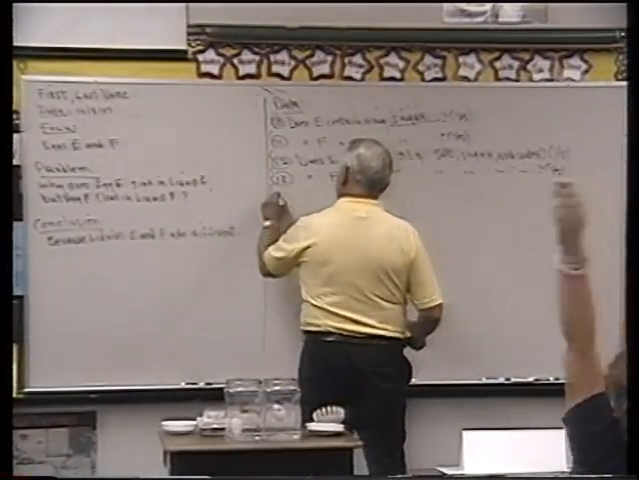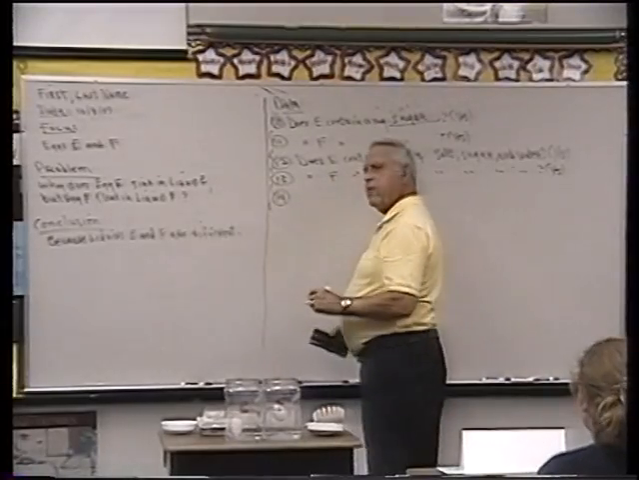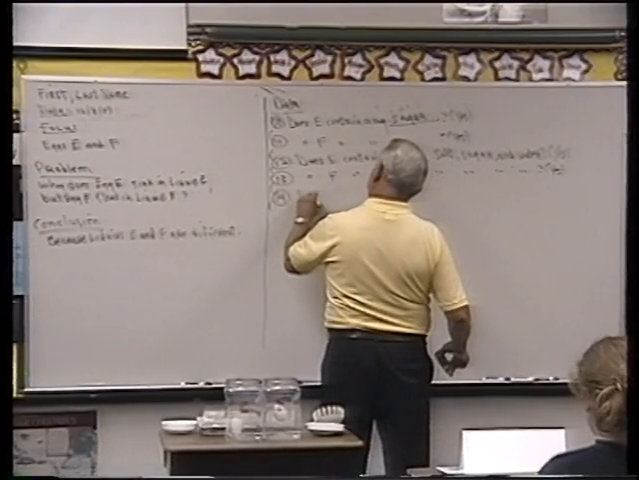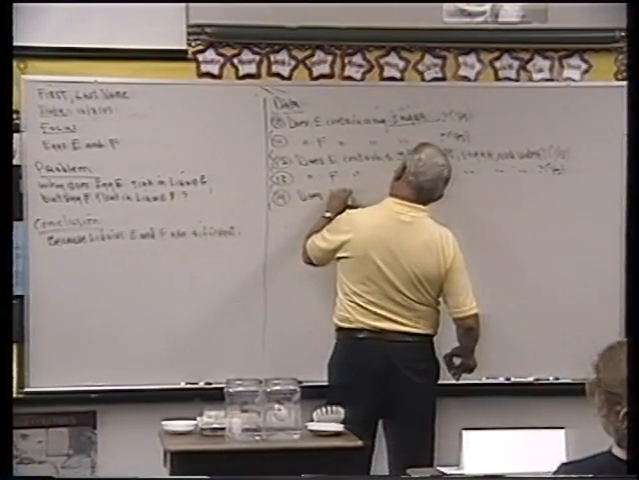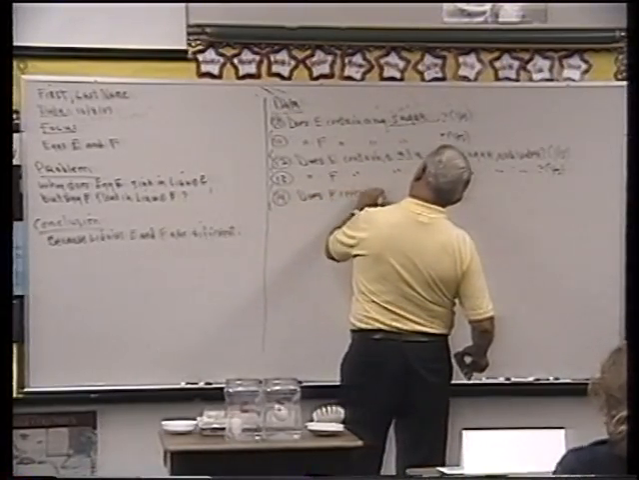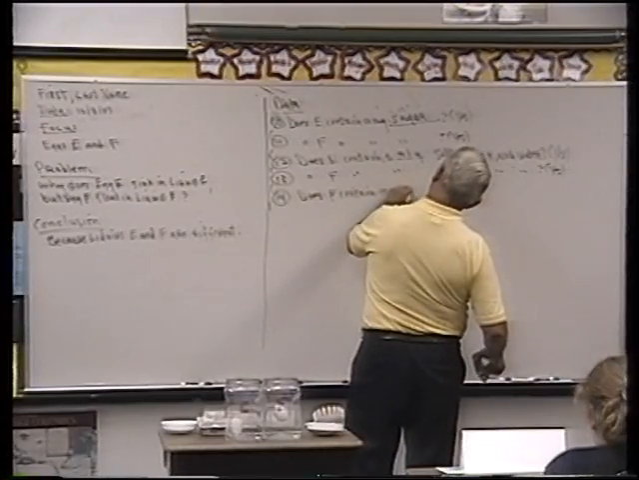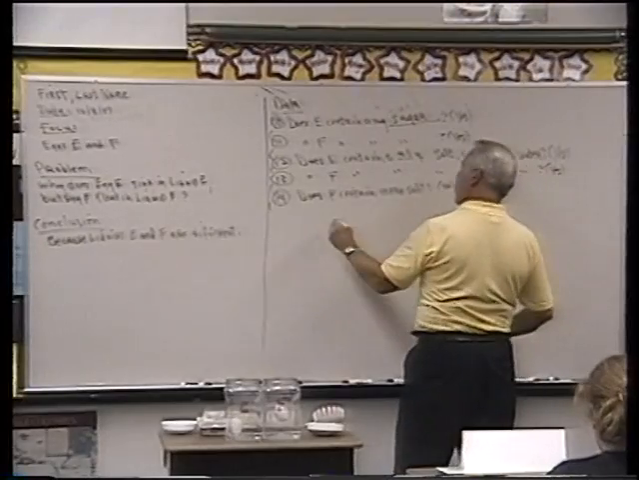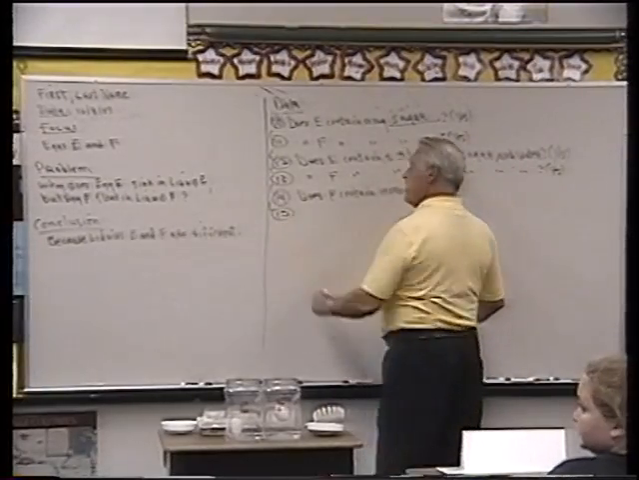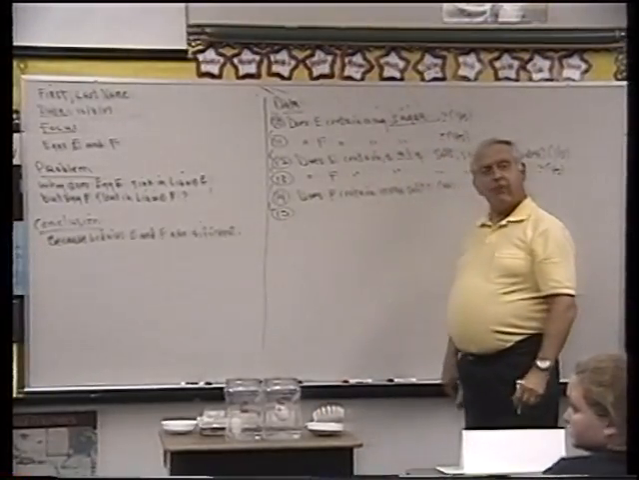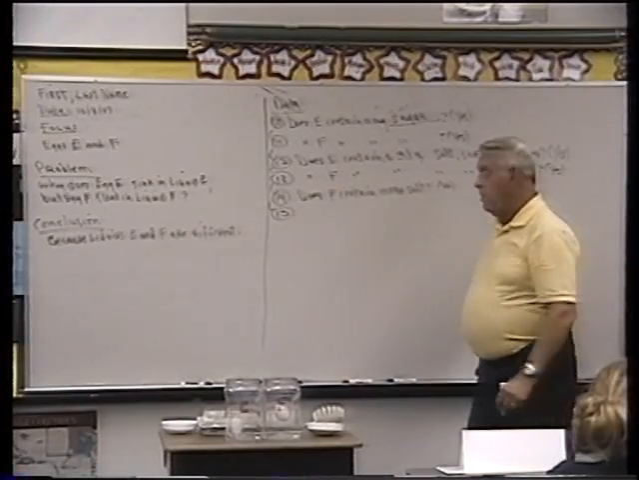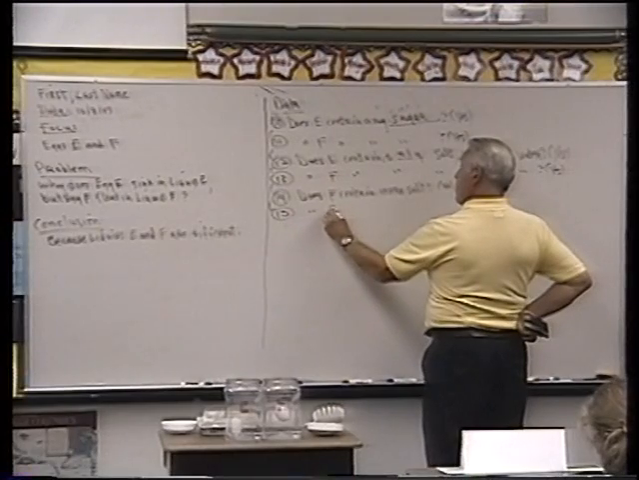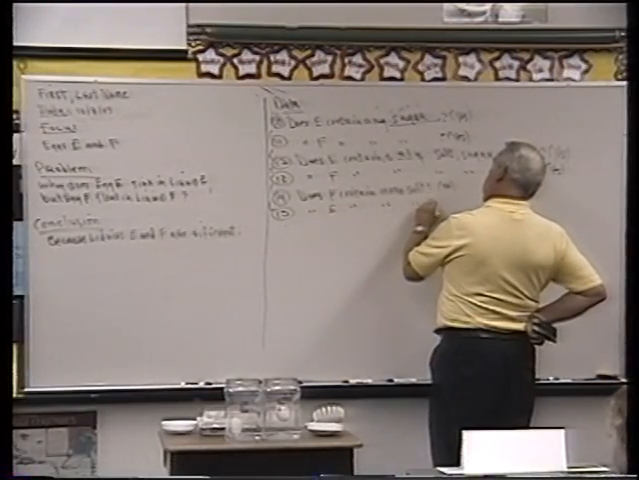Okay. We usually try to zero in on one thing at a time, so here's what we'll do. Does F contain more salt? No. F doesn't contain more salt. So what's the next thing we should ask about? What's the next question we should ask, Nathan? Does E contain more salt? Does E contain more salt?